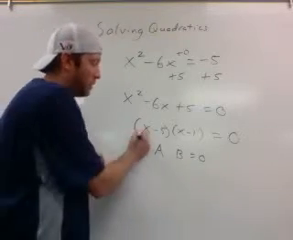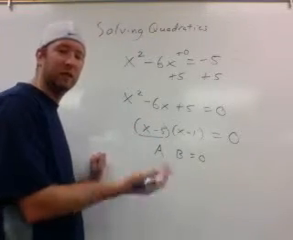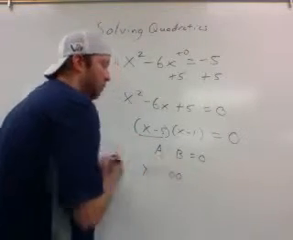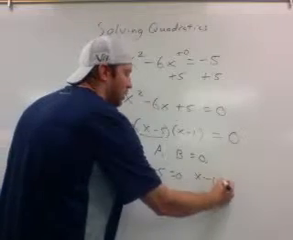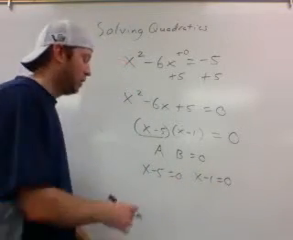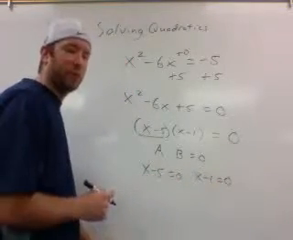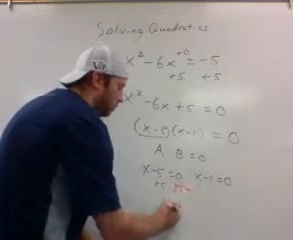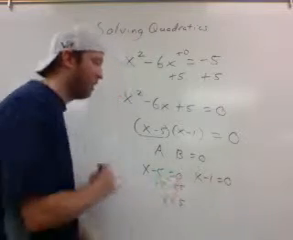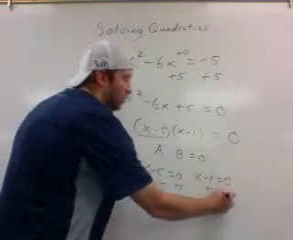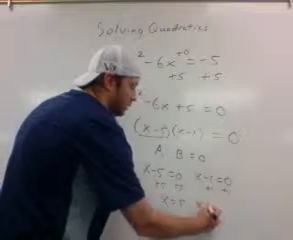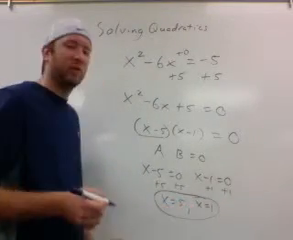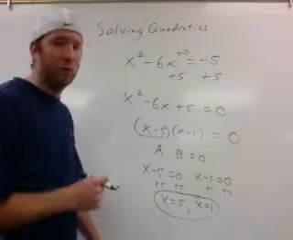So that's what we're going to do. We're going to simply set each factor equal to 0 and solve. So I get x minus 5 equals 0 and x minus 1 equals 0. And then these are simple one-step linear equations. Add 5. So I get x equals 5. Add 1. So I get x equals 1. And there are my two answers. x equals 5 and x equals 1.